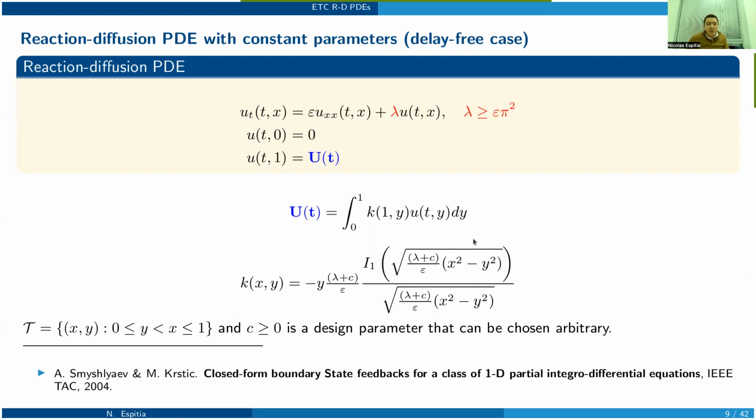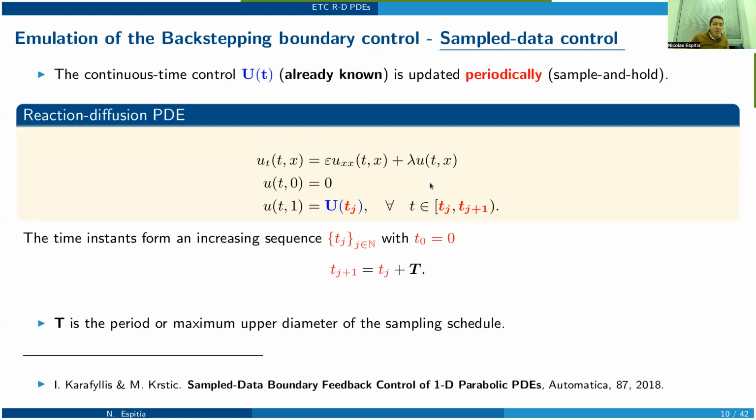But the question now is how to implement this controller in a digital platform. How should we update this boundary control? So the first attempt is to use a sampled-data scheme, right? We talk about emulation of that boundary controller, in the sense that we already know the controller, and it is updated periodically in a sample-and-hold fashion.